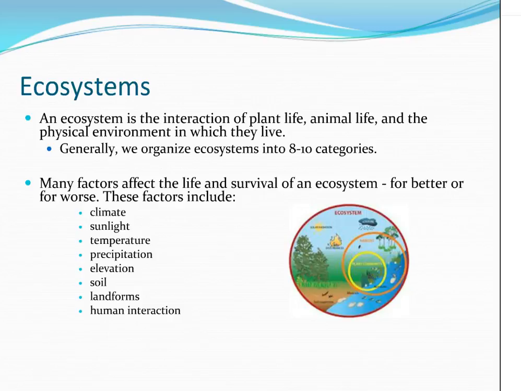Many factors affect the life and survival of an ecosystem. These factors include climate, sunlight, temperature, precipitation, elevation, soil, landforms, and human interaction.